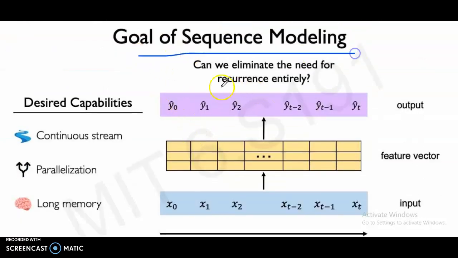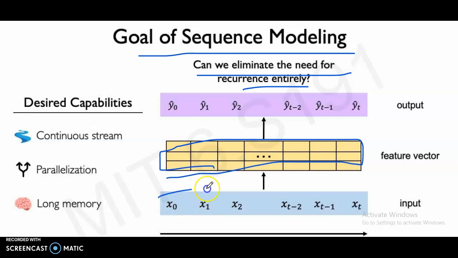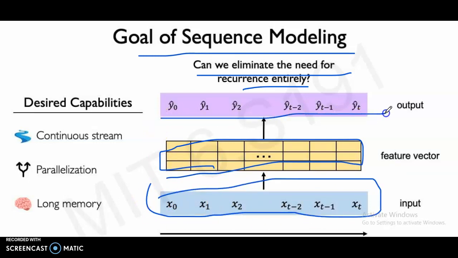Goal of sequence modeling: can we eliminate the need for recurrence entirely? So like this, what have we done? The feature vector is parallelized. X1, X2 are also parallelized, all in one channel. Eliminate the need for recurrence entirely.